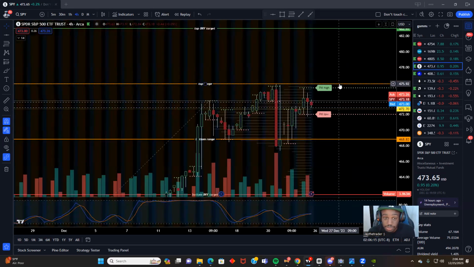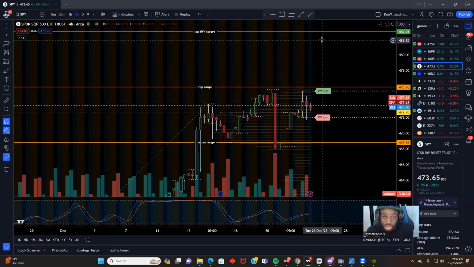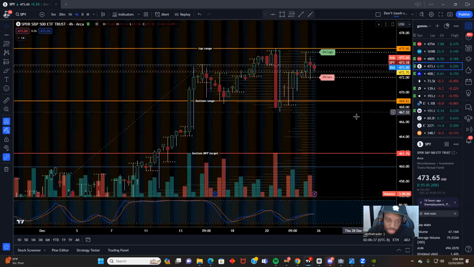What I would do is exit at 475, and then wait for the break above that top range if we get it. And if we get it plus a retest, I will look at that as continuation of the uptrend, and then get back in at either the 476 or 480 call if I don't want to put up too much premium, and ride the move to potentially 482.97 mathematically.